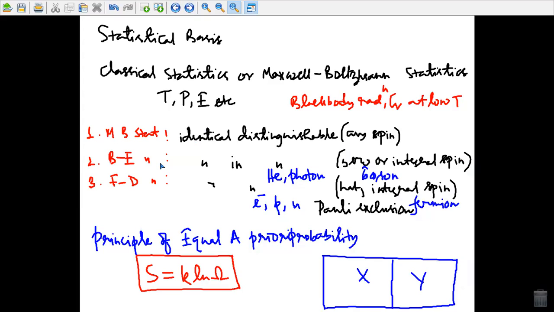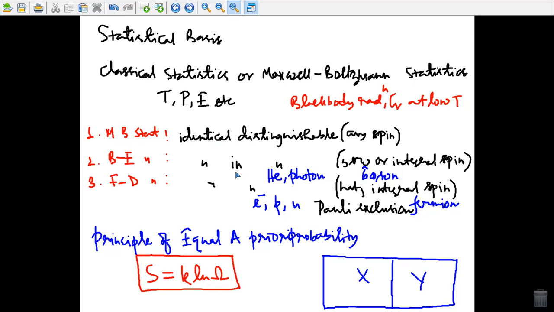And another is Fermi-Dirac statistics. Thus, there are three statistics depending upon three different kinds of particles. First, Maxwell-Boltzmann statistics is applicable to identical and distinguishable particles of any spin, regardless of the spin, and the molecules of a gas are particles of this type.